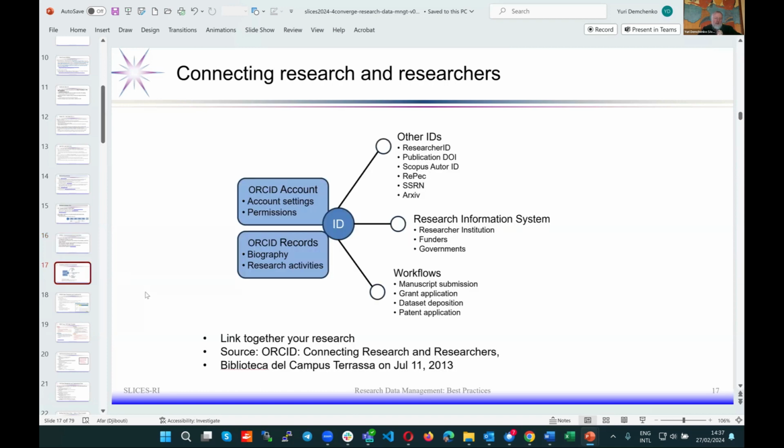So for what purpose is ORCID used? ORCID is used for different purposes. First, you have an account, and on the ORCID website you can see all your publications, but many sites also aggregate all your research work based on your ORCID.